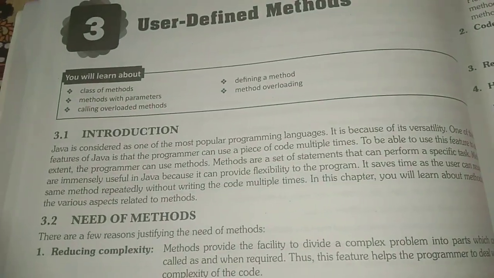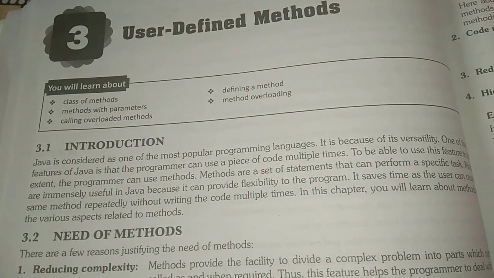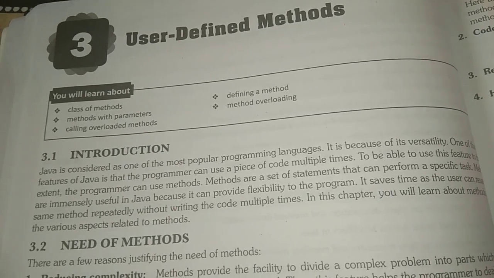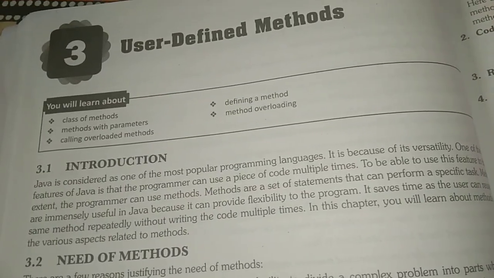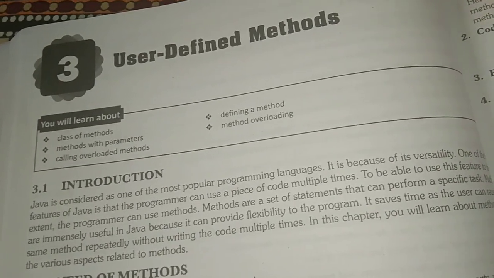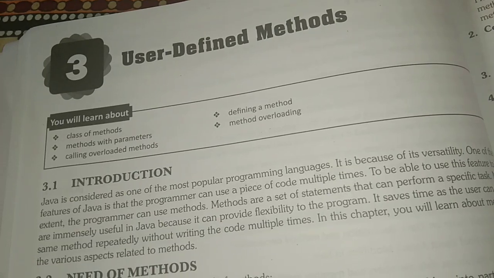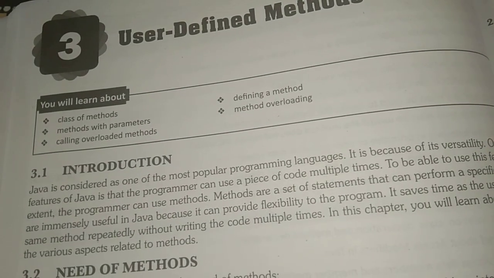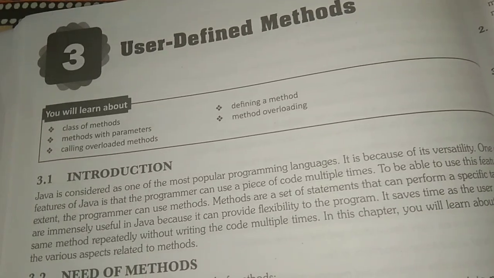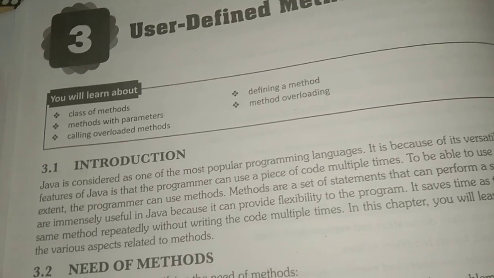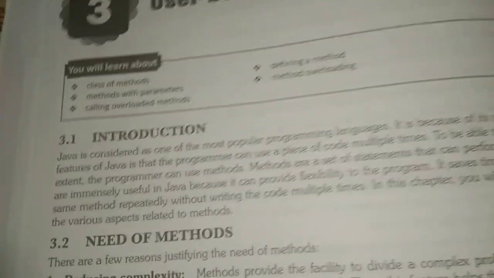Hello students, in this video we are going to start with chapter number 3, that is user defined methods. In this chapter we will learn what methods are, what is the need of a method, why we are defining a method, how we define a method, what is a method with parameters, and can a method work without parameters, what is method overloading, and what are the different types of methods.